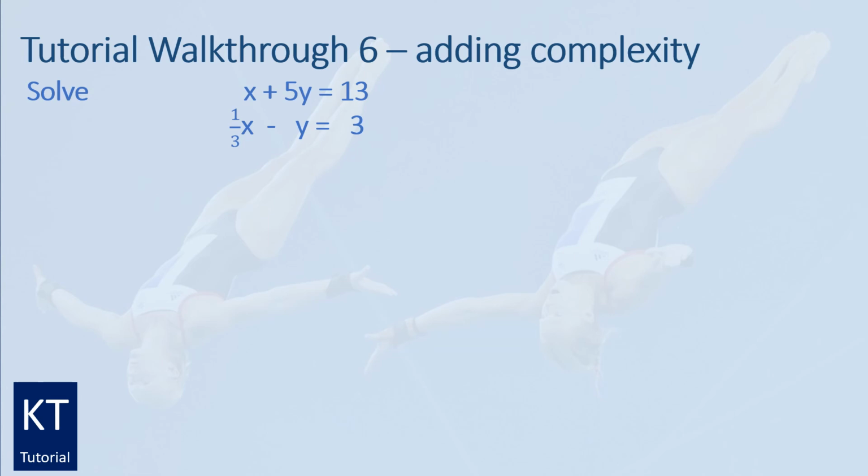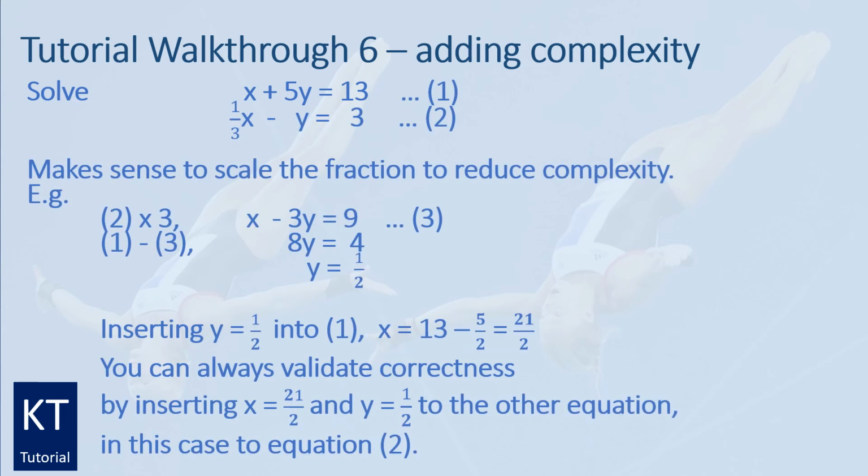Tutorial walkthrough 6. Solve this new set of simultaneous equations. For the given simultaneous equations, it makes sense to scale the fraction to reduce complexity. This is done by scaling equation 2 by 3 to form equation 3. Next, we subtract equation 3 from equation 1 to solve for y. By inserting the value of y into the easier equation 1, we can solve for x. You can always validate correctness by inserting the values of x and y into the other equation, in this case equation 2.